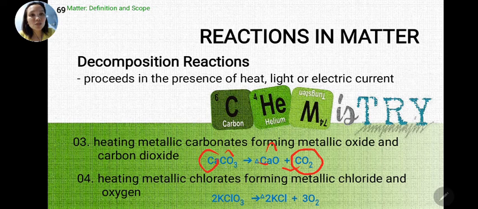So, na-transfer yung isang oxygen dito sa metallic oxide. So, if we're lucky enough na umabot tayo sa balancing chemical equations, we will understand what these superscripts are for. Okay? So, next.